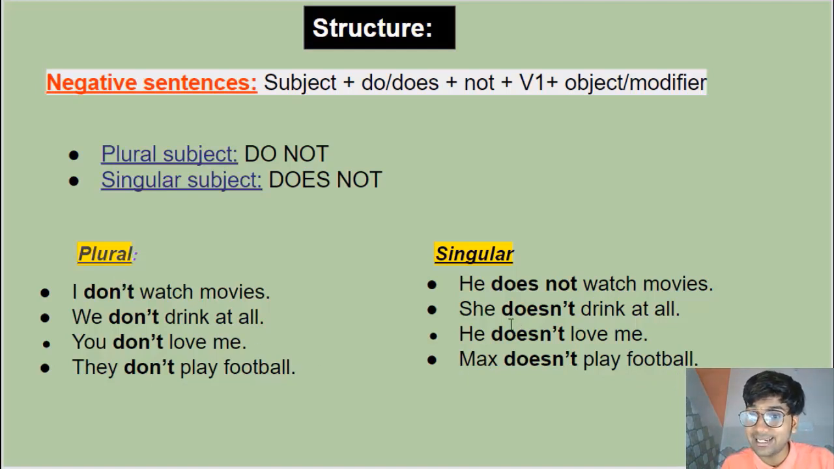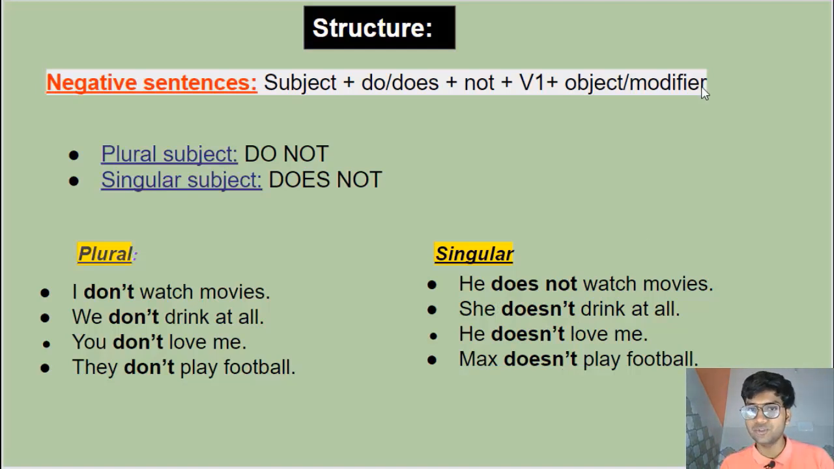So it's not like he does not watches movies. You cannot do that. You just change the helping verb. You do not change the main verb in negative, interrogative, and interrogative negative sentences. Only in affirmative sentences you change the main verb. You just change the helping verb. Okay. He does not, she does not, Max does not.